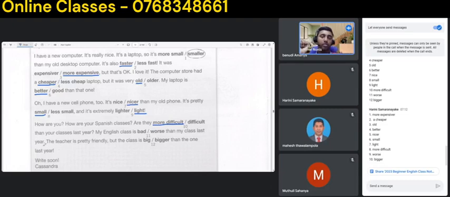Okay, so here also they are comparing. So if they are comparing, then we have to use the comparative form of the adjective. So then my English class is worse than my class last year.